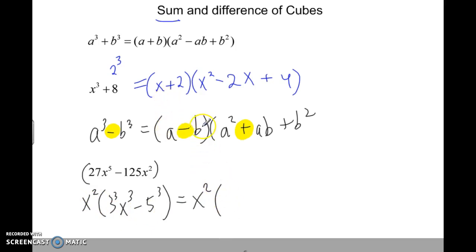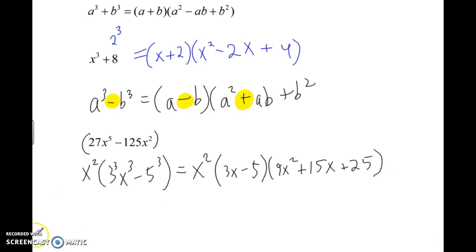Then I just do a minus b. So this would be 3x minus 5 times a squared, which would be 9x squared, 3x times 5 is 15x, so that would be plus 15x, and b squared would be 25, so plus 25. And very tough to factor if you don't know those formulas. So I strongly recommend memorizing those guys.